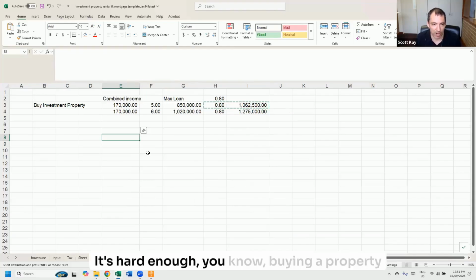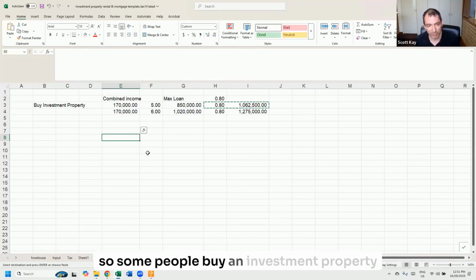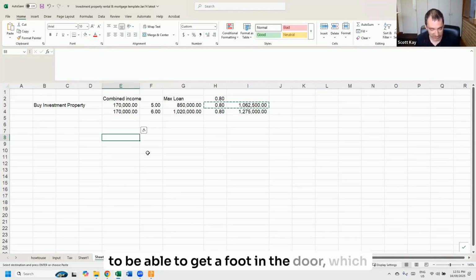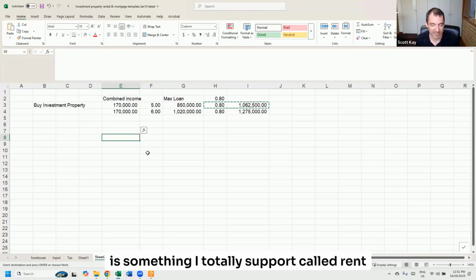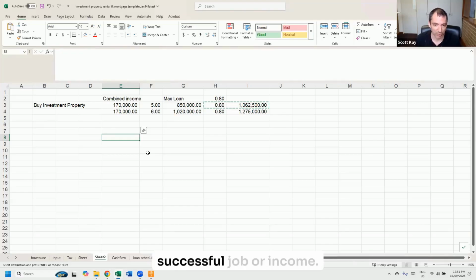It's hard enough buying a property that you want to live in. So some people buy an investment property to be able to get a foot in the door, which is something I totally support, called rent vesting. But it's hard to buy more than one property unless you have cash from an inheritance or you've got a very successful job or income.